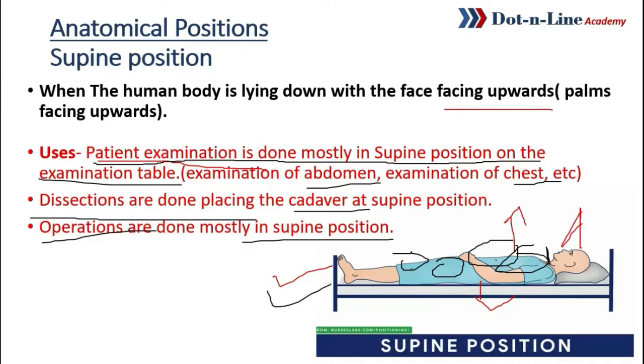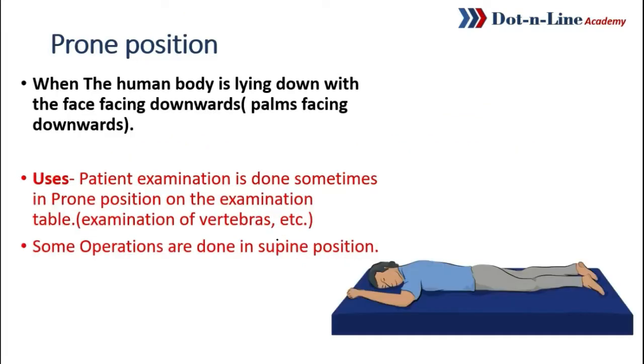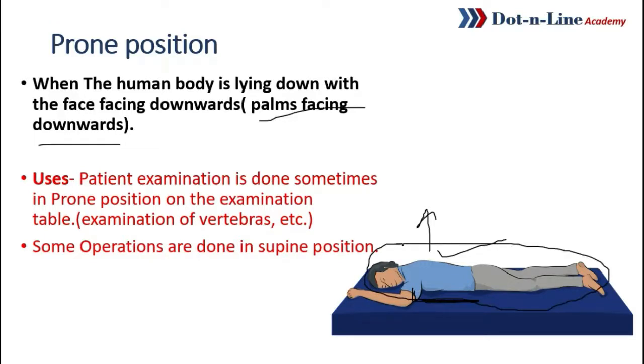Most of the operations are done in supine position. What is a prone position now? It is the opposite of supine position. When a person is lying on his chest, on his trunk, and the back is facing upward, this is a standard prone position. It may be considered that the palms are facing downward, like if his hands were like this. It may be considered, it may not, it is not included, but the main thing is that the subject has to be lying on his trunk like this. Then it will be considered a prone position.